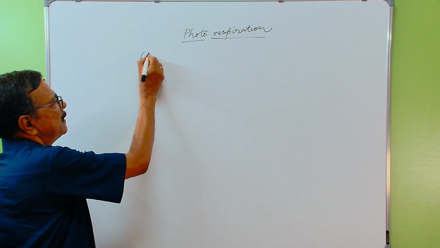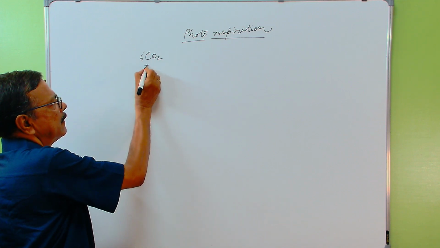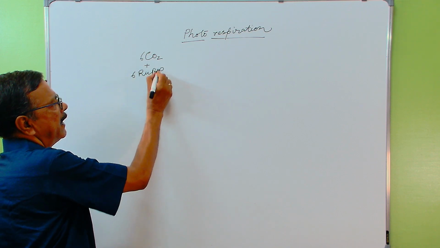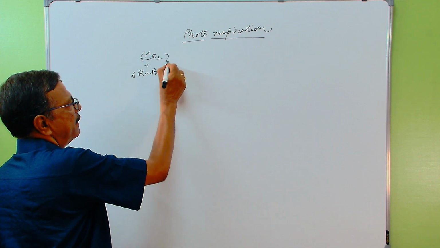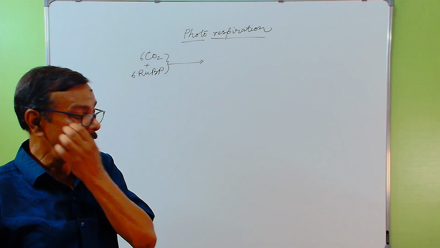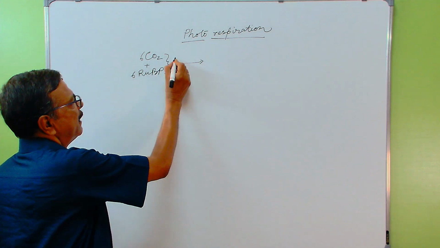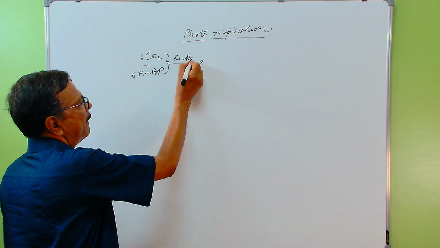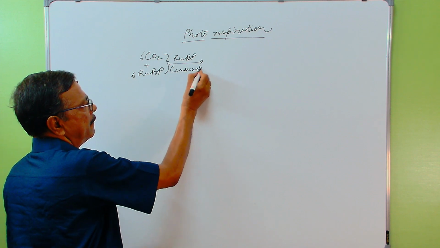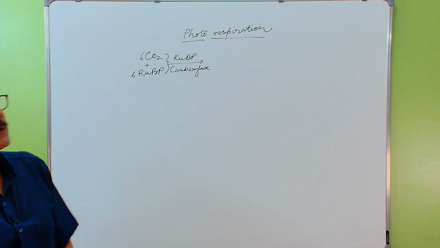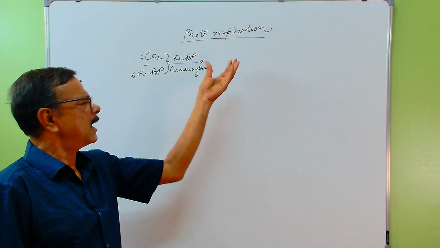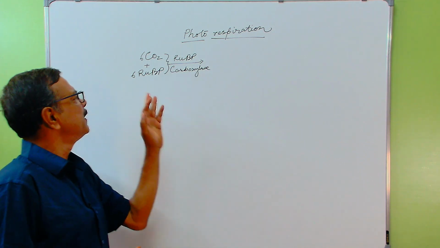6 CO2 joins with RuBP with the help of the enzyme rubisco, as we say. It is RuBP carboxylase. RuBP carboxylase produces an intermediate of 6 carbon compound, which we are not going into deep.